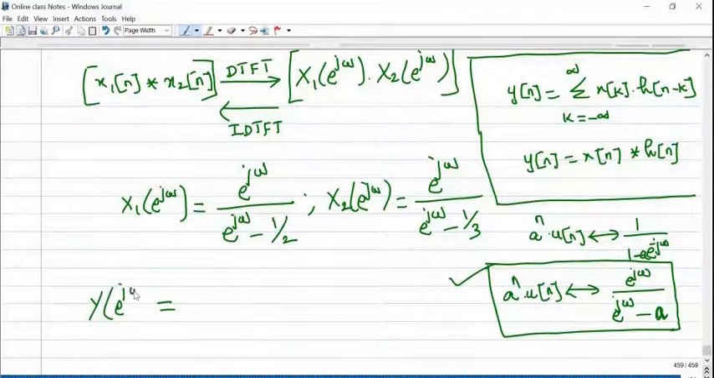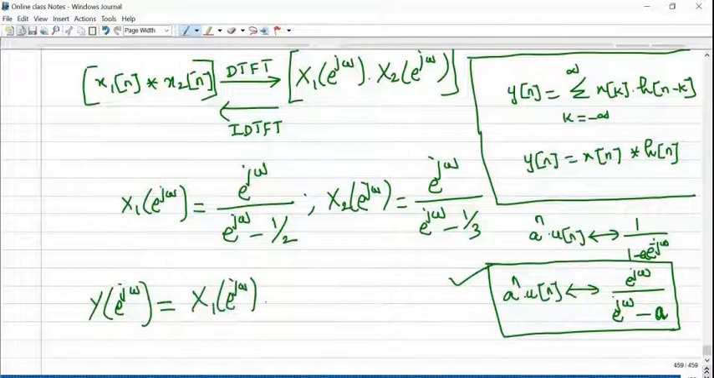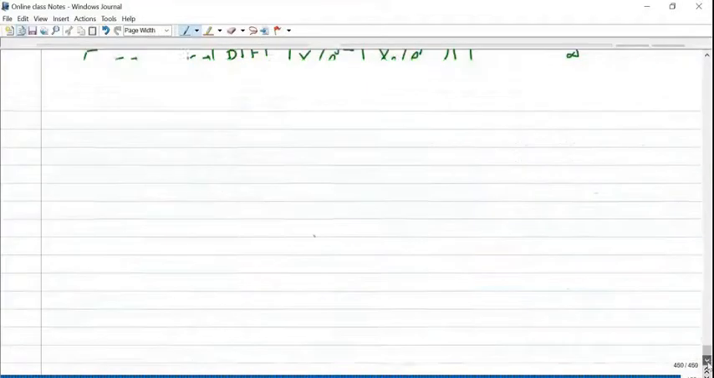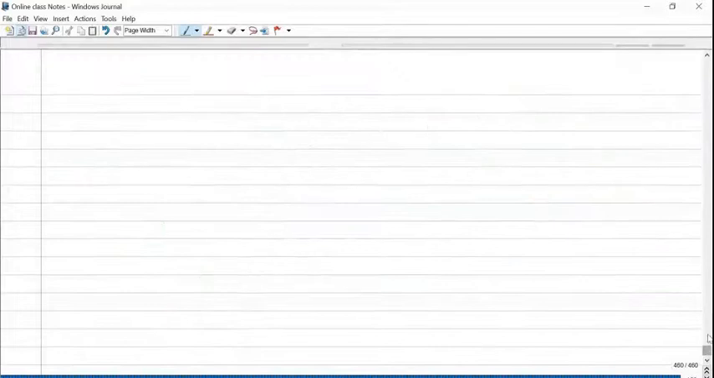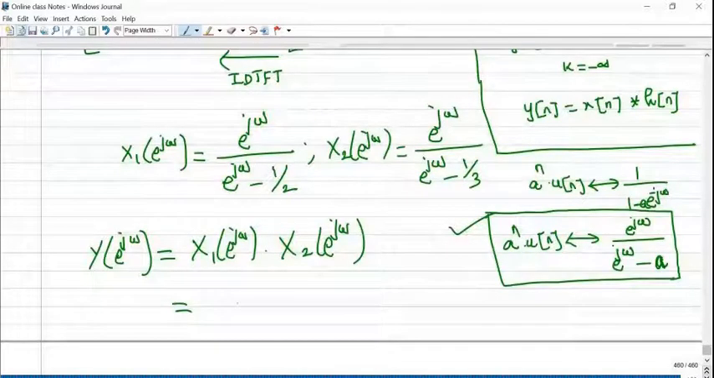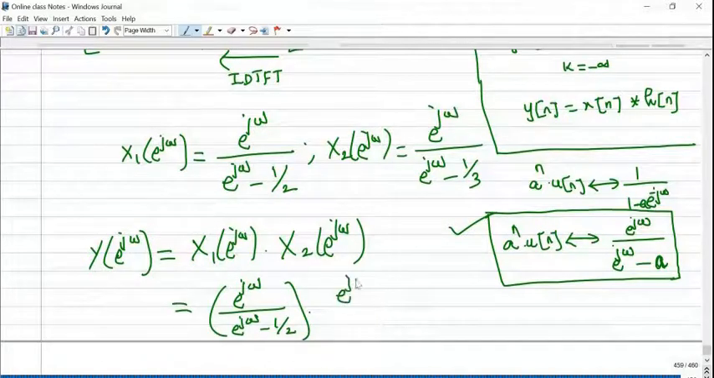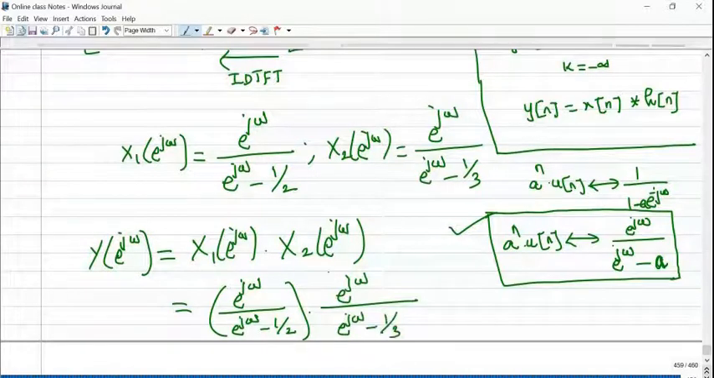Now we need y of n. First, y of e power j omega. Let us assume Y of e power j omega is x1 of e power j omega multiplied with x2 of e power j omega. So multiply these two: e power j omega divided by e power j omega minus 1 by 2, times e power j omega divided by e power j omega minus 1 by 3.